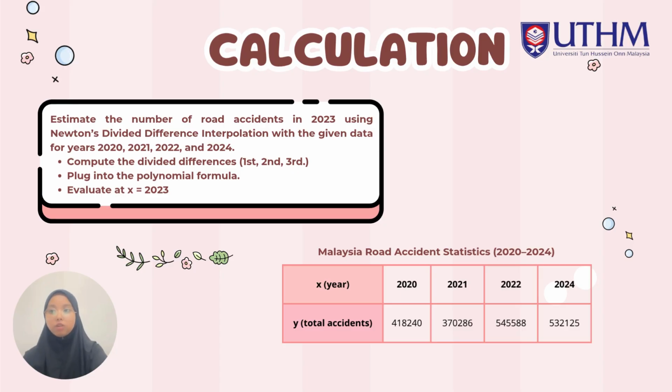Okay, for the calculation, we need to estimate the number of road accidents in 2023 using Newton divided difference interpolation with the given data for years 2020, 2021, 2022 and 2024. The first step, we need to compute the divided differences for the first, second and third order. The second step, we need to plug into the polynomial formula, and the last step, we need to evaluate at x equal to 2023. And this is the Malaysian road accident statistic from 2020 until 2024.